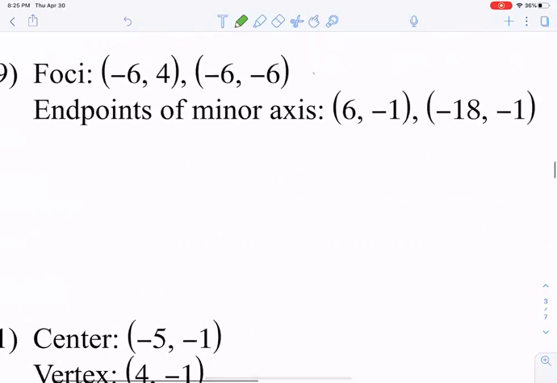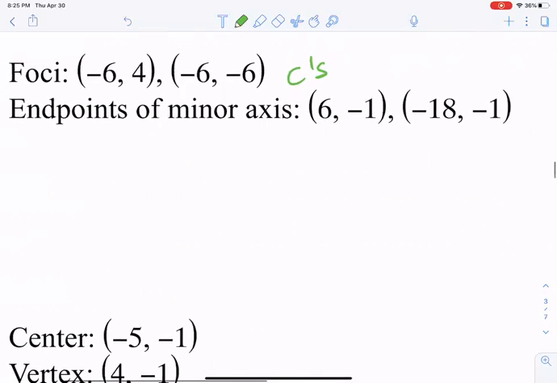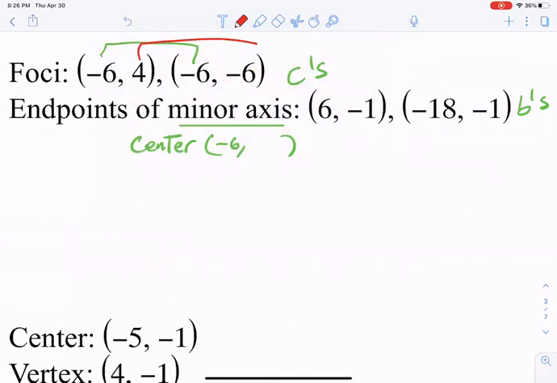They give you the foci right away, that's the C's, and then they give you the endpoints of the minor axis. Minor axis means the B's. So we can find out right away what's the center if we look at the foci. What's fixed? The -6 is fixed, so that's not changing. So only the 4 and the -6 are changing. What is the midpoint between -6 and 4? Well, you think about it, right? The distance should be 10.